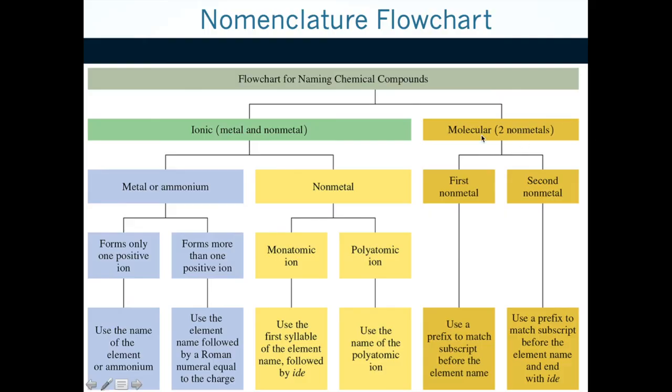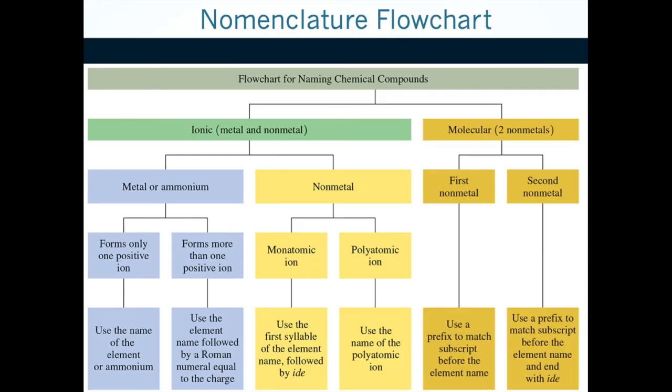Now if your compound has only nonmetals in it, if it has two nonmetals, then it's going to be covalent, and then you just apply the rules that we just learned. You say the name of your first element and the name of your second element with its "ide" ending, but use a Greek prefix before each to say how many there are of those elements. But that first step is really important: looking at your compound and identifying what type of compound it is.